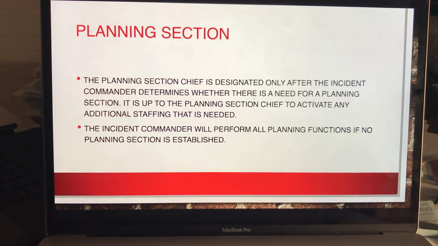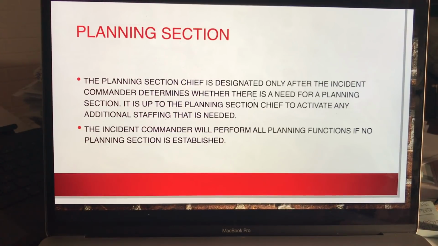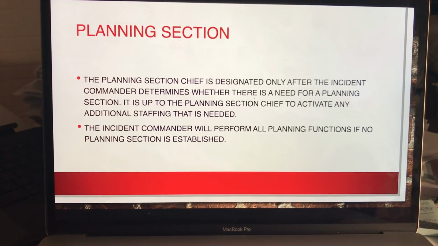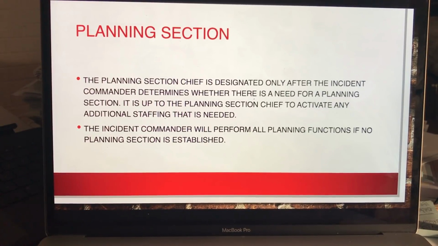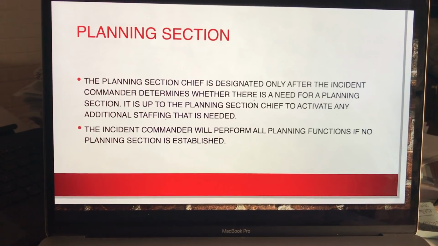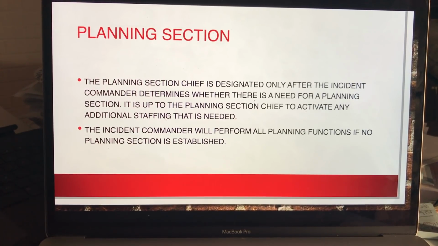Planning section. The planning section chief is designated only after the incident commander determines whether there is a need for a planning section. It is up to the planning section chief to activate any additional staffing that is needed. The incident commander will perform all planning functions if no planning section is established.